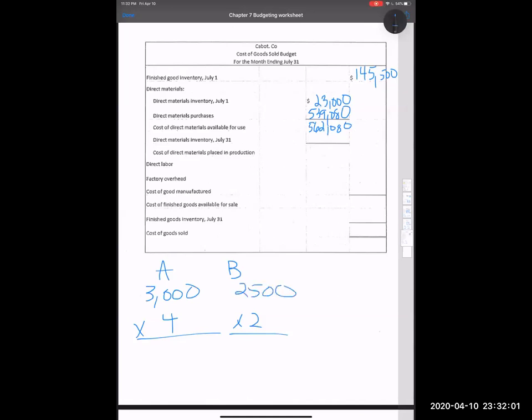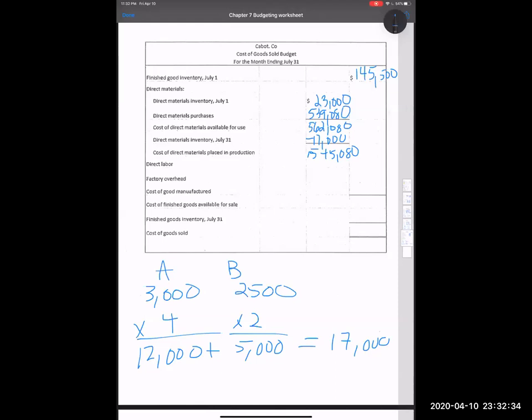Now, if I do this calculation, right? If I do 3,000 times 4, that should come out to 12,000. And then if I do 2,500 times 2, that should be 5,000. Add those two together, we come up with 17,000. And we're going to subtract that from here, 17,000. All right, so the cost of direct materials in production comes out to 545,080.